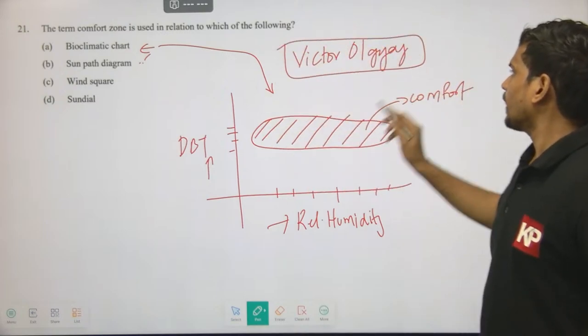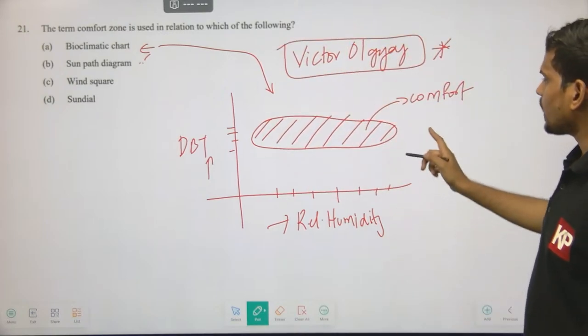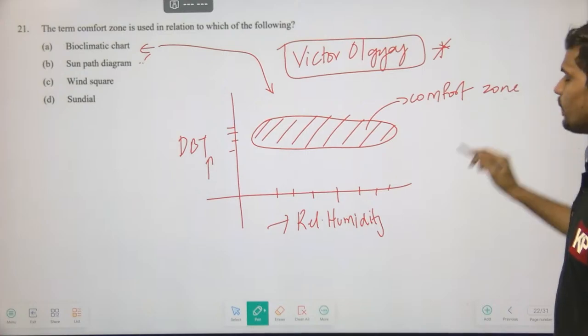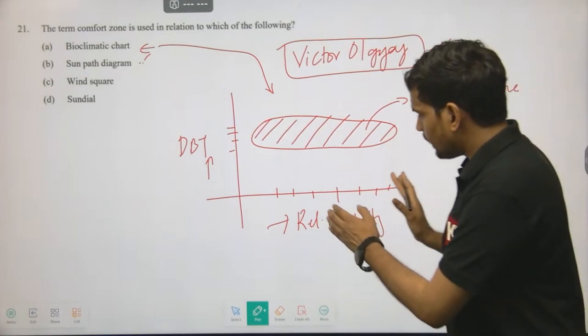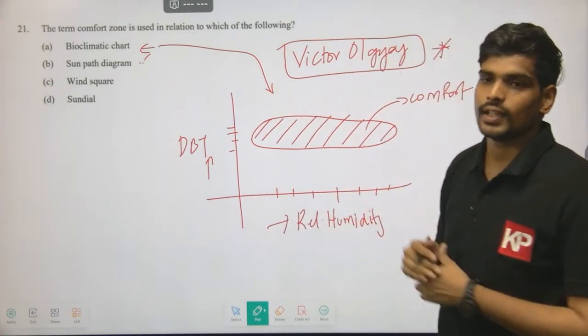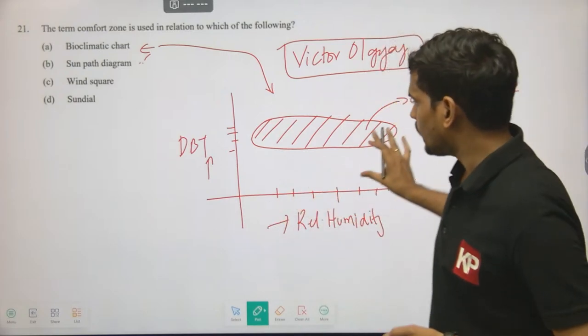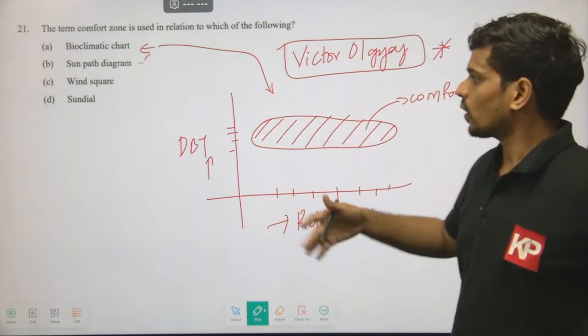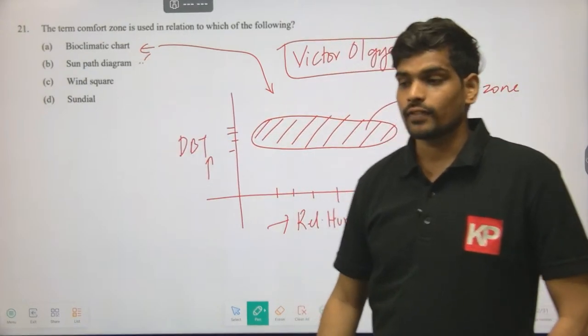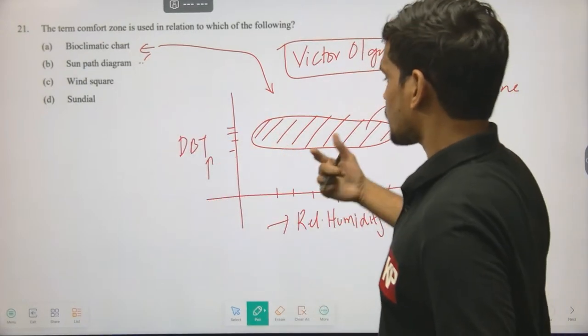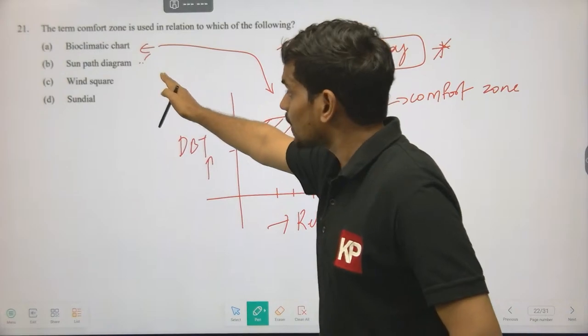Viktor Olgay was a Hungarian architect who gave the bioclimatic chart defining what the comfort zone should be for human beings, where he defined the relative humidity values and the dry bulb temperature value range where the comfort zone can fit into. So the comfort zone is shown in a bioclimatic chart. Questions can not only be asked like this, questions can be asked on what the terms in the bioclimatic chart are.